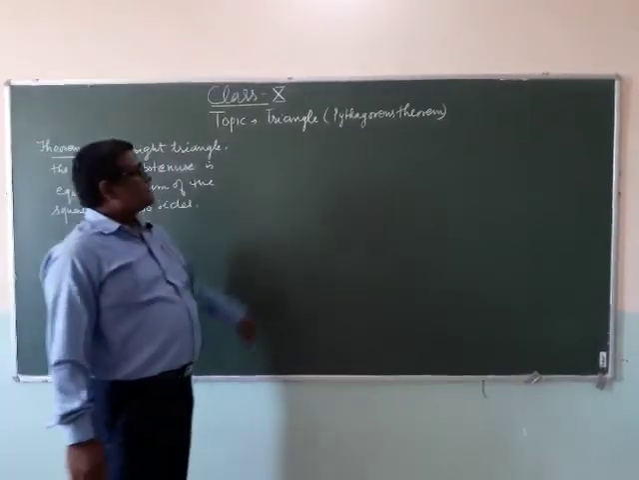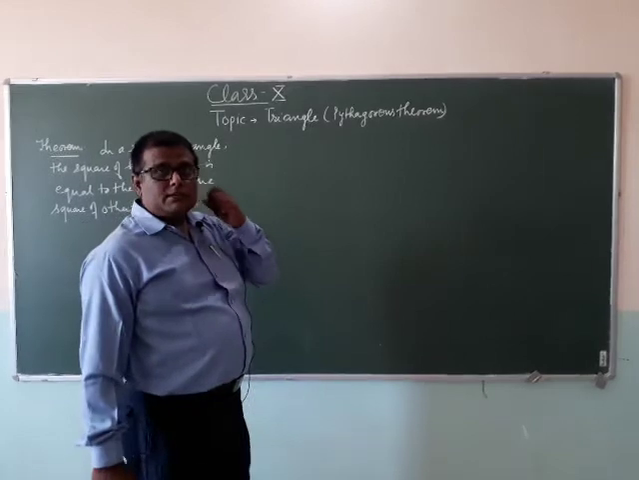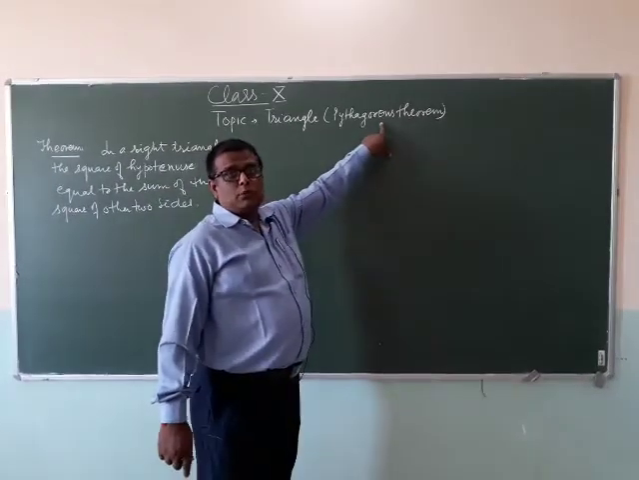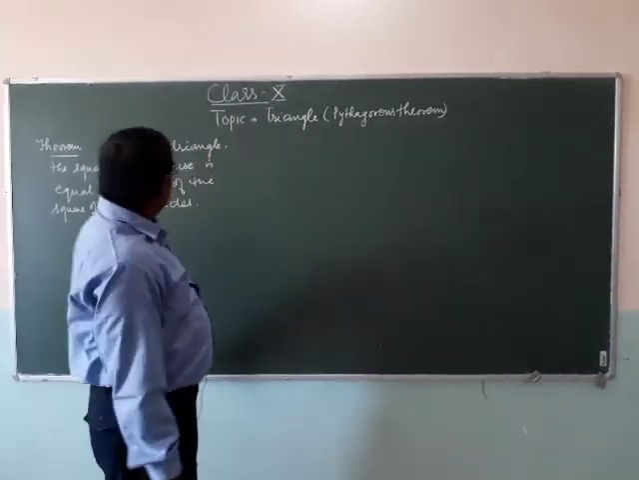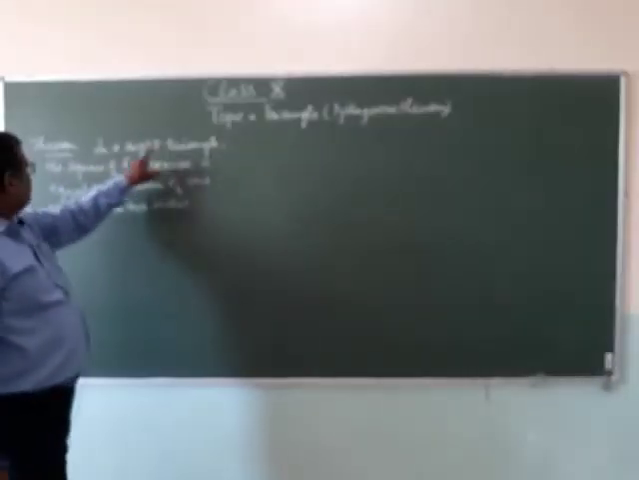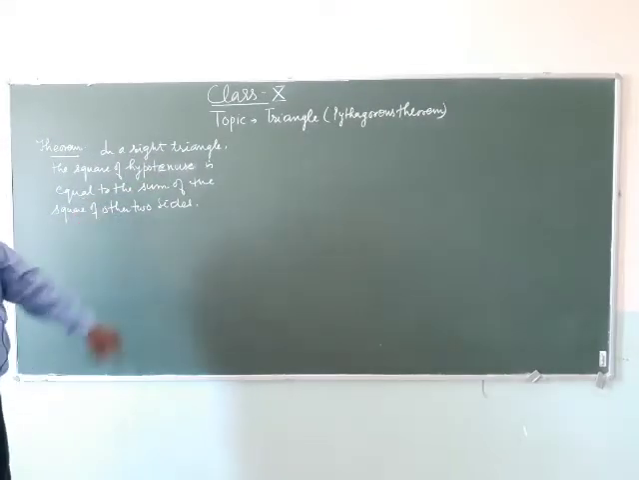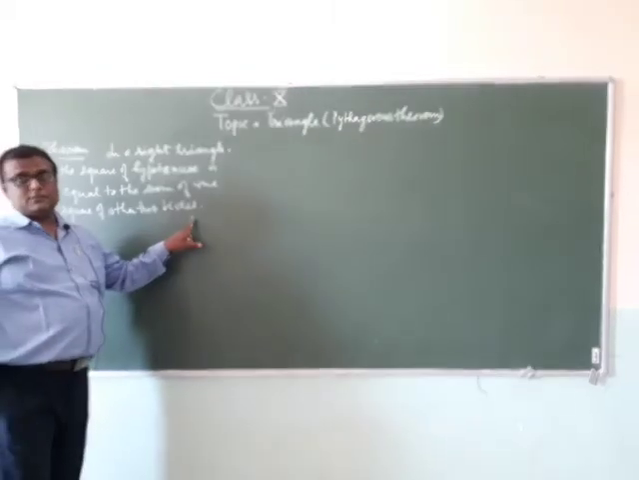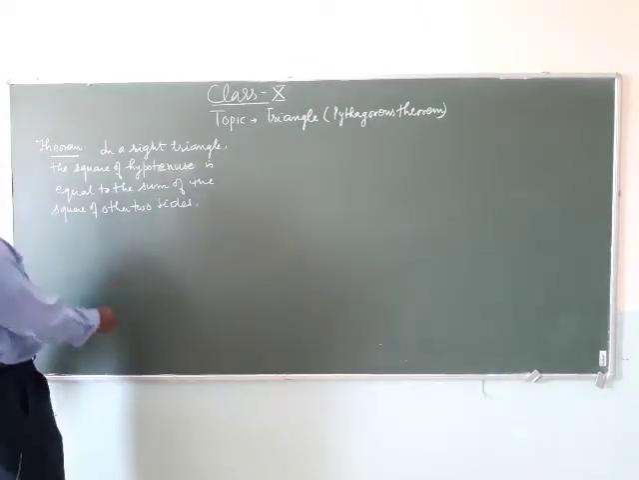Students of class 10th, today is our mathematics class and the topic is triangles, and we have to prove the Pythagoras theorem. What is the Pythagoras theorem? In a right triangle, the square of the hypotenuse is equal to the sum of the squares of the other two sides. Now first of all, let us draw a figure.